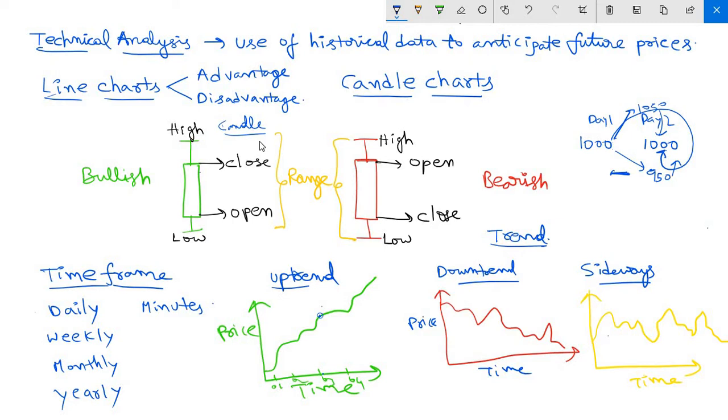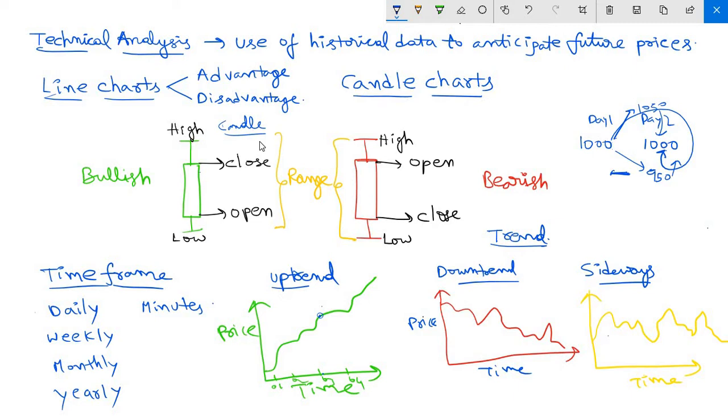That's it. Now, how to interpret this particular candle? If you see this candle, it has some important parts that you need to understand. There is something called high, close, open, low, and range. This is all the information you get from a single candle. Now, how to understand this candle?